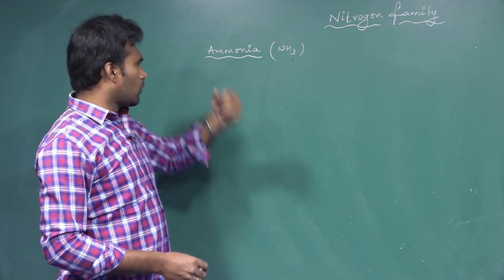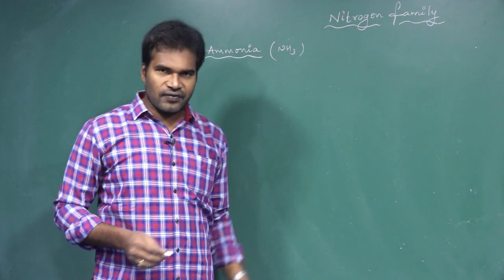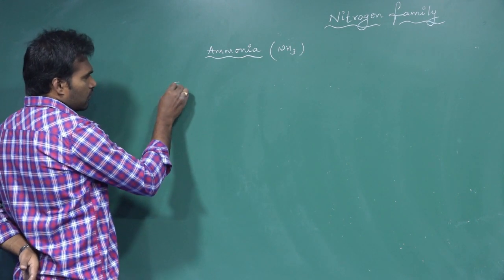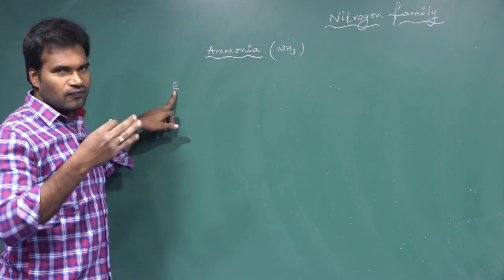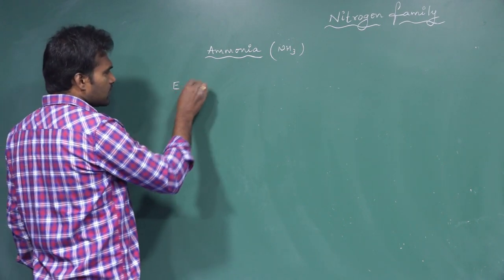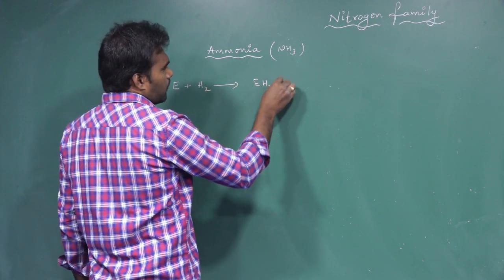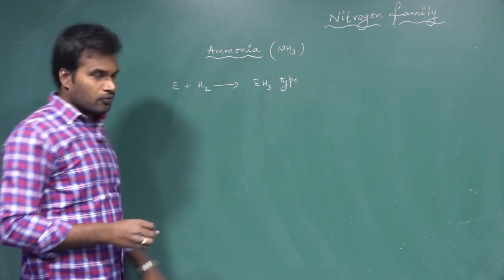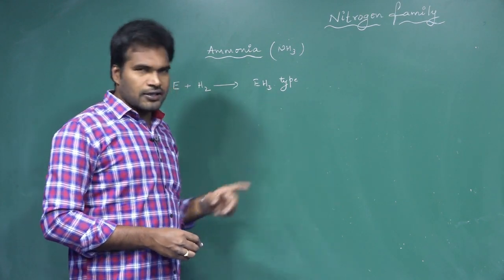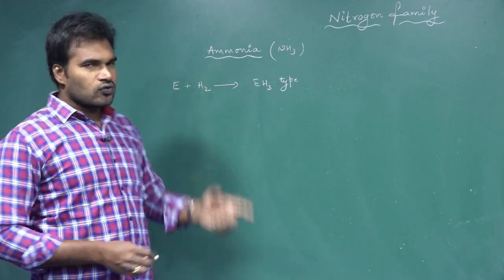Before I start ammonia, I will give a small brief introduction about the hydrides of the nitrogen family. How do the hydrides of the nitrogen family form? Whenever any element of the 5th A group, nitrogen, phosphorus, arsenic, antimony, bismuth, reacts with hydrogen, we get EH3 type of hydrides. For example, NH3, PH3, AsH3. Likewise the nitrogen family generally produces EH3 type of hydrides.